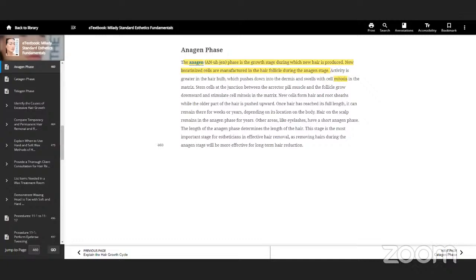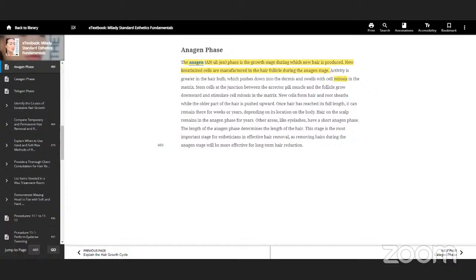So it says eyelashes have a short anagen phase, and eyelashes are going to be 3 to 6 months, guys, not years. If you were a lash specialist and you know the average client is in an anagen growth stage for 3 to 6 months, you can ask, what time of the year do you usually see a lot of shedding? You can ask them about the hair on their scalp or the eyelashes.